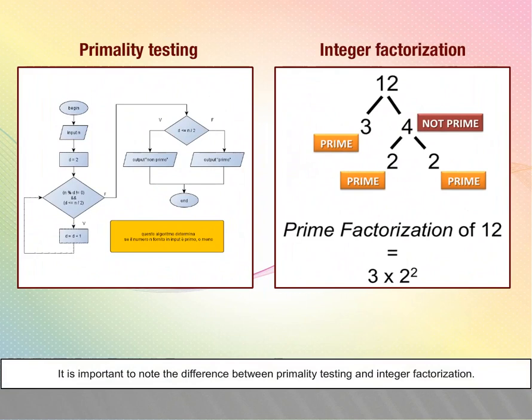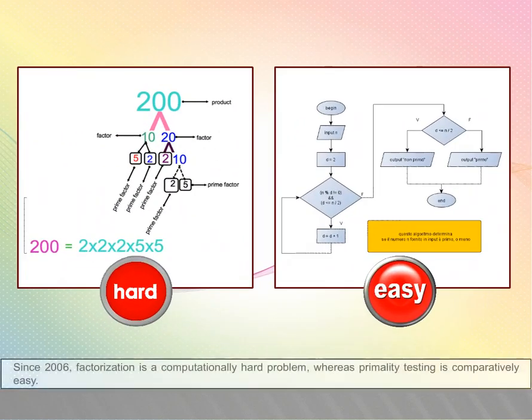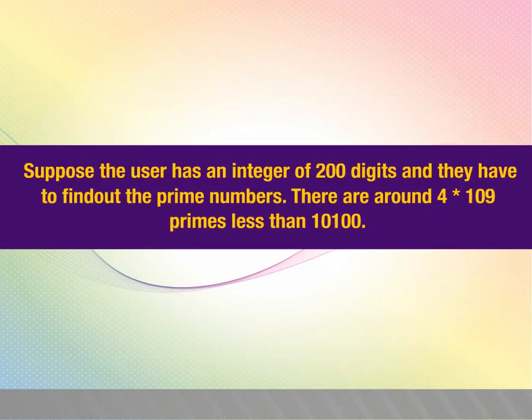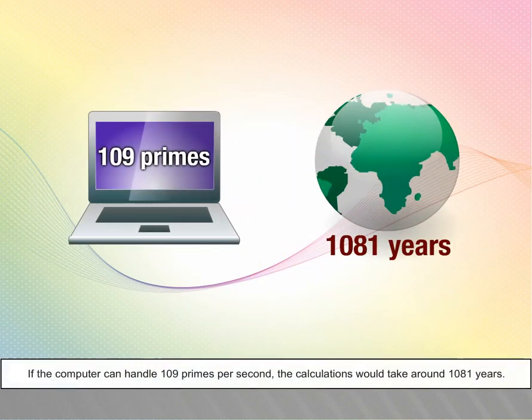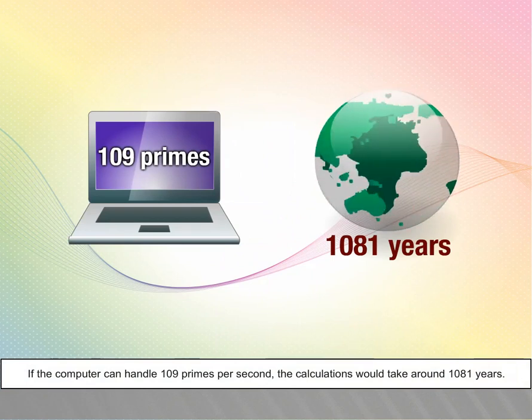It is important to note the difference between primality testing and integer factorization. Since 2006, factorization is a computationally hard problem, whereas primality testing is comparatively easy. Suppose the user has an integer of 200 digits and they have to find out the prime numbers. There are around 4 into 10^9 primes less than 10^100. If the computer can handle 10^9 primes per second, the calculations would take around 10^81 years.